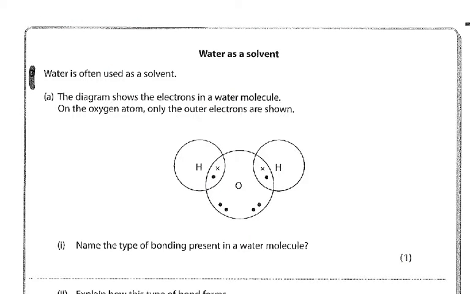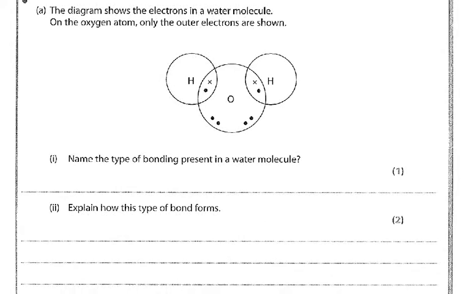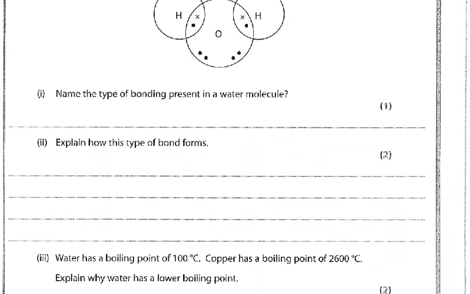Okay. Water is often used as a solvent. The diagram shows the electrons in a water molecule. Only the outer electrons are on the oxygen. What type of bonding is present? Well, covalent. Should know that straight away because we are sharing our electrons. We've got a shared pair. Dot from the oxygen, cross from the hydrogen.